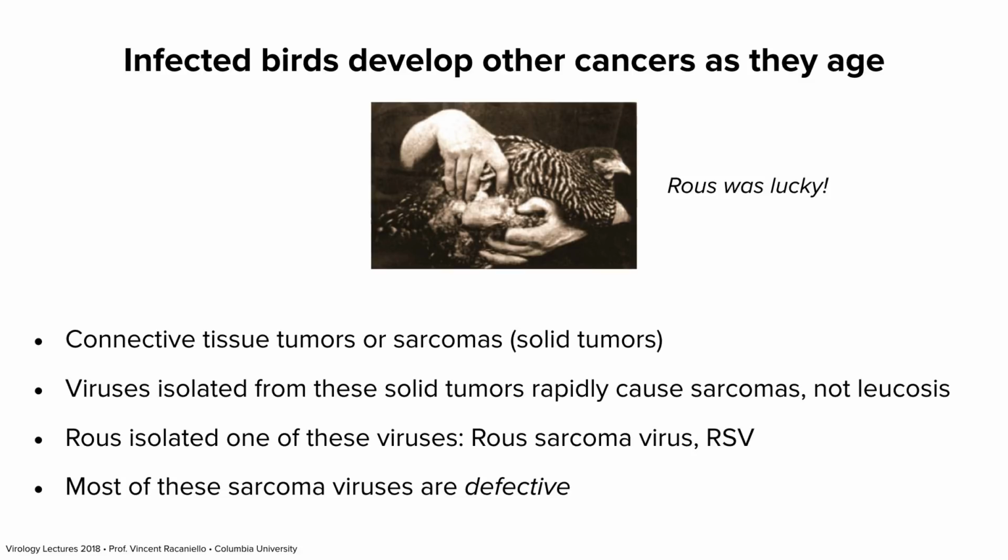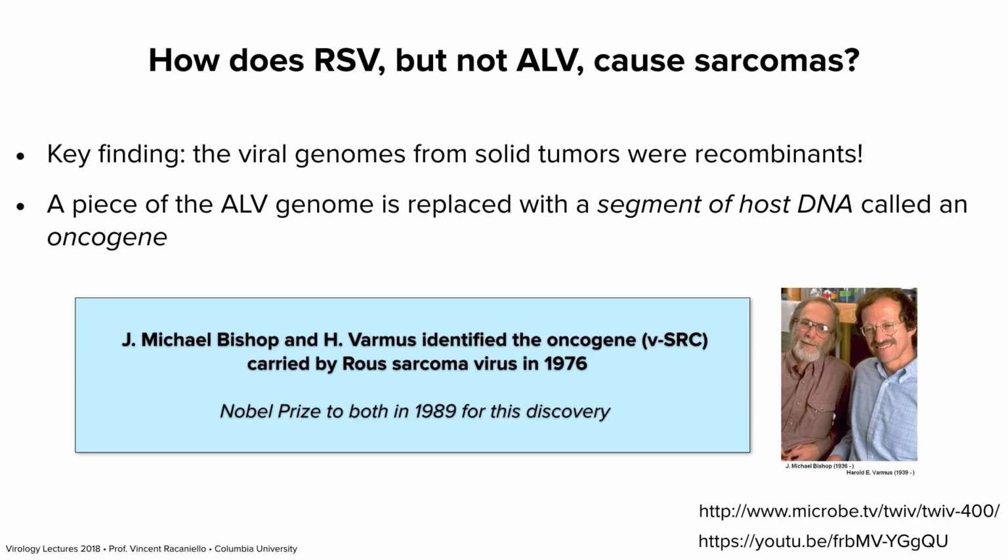And most of them were defective. What that means is they're missing parts of their genome and they can't replicate without a helper Rouse sarcoma virus. Rouse was lucky because his isolate was not defective. There's nothing like luck, right? His virus was intact. Subsequent to his work, most of the other viruses identified from these kinds of studies in chicken were defective.